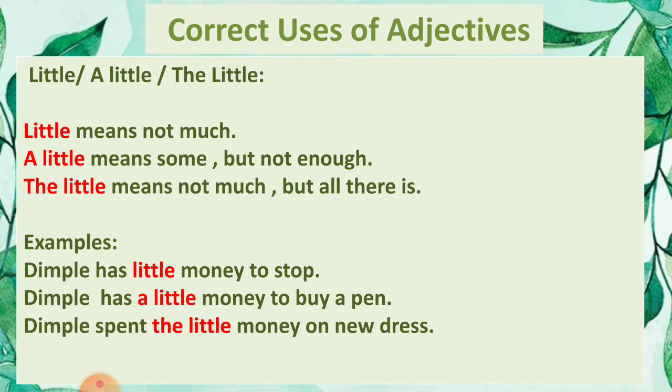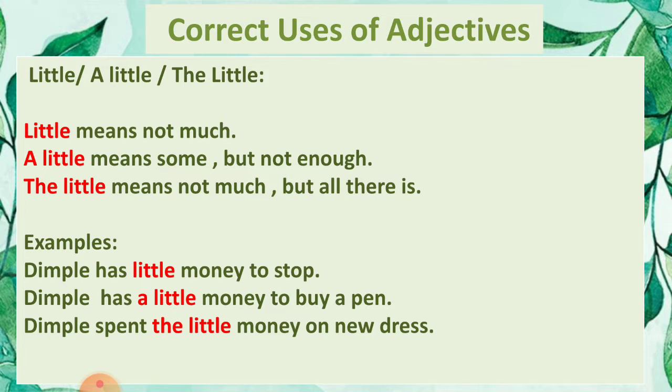Correct uses of adjectives. Now there are some adjectives which can be misused, or we can fail to use them correctly in the sentence, right? For example, little, a little, the little. Now all of the three sound the same and we may get confused about how to use them, right? So let us see. Little means not much, a little means some but not enough, the little means not much but all there is, that is all that is, right?